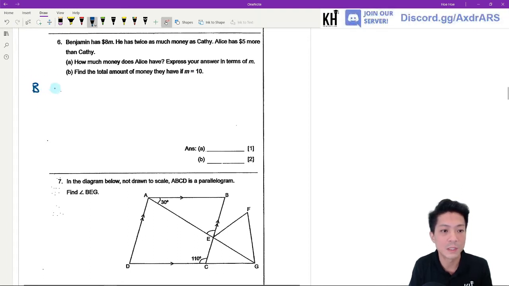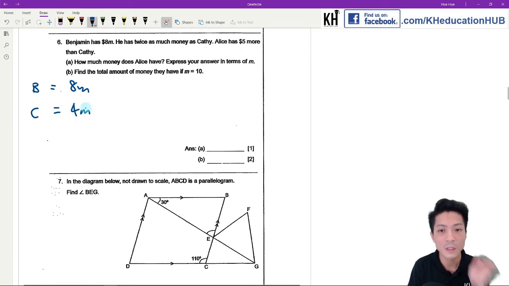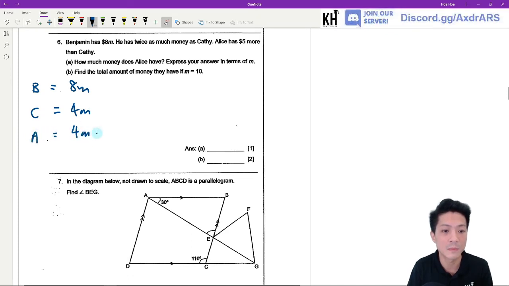So let me write down first. Benjamin has 8M. He has twice as much money as Katie, which means Katie will have 4M. Alice has $5 more than Katie, which means Alice will have 4M plus 5. So this is the answer for part A.